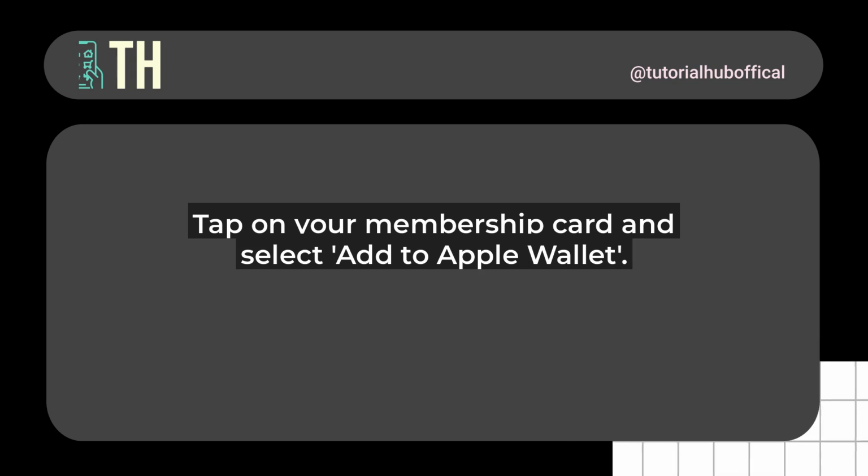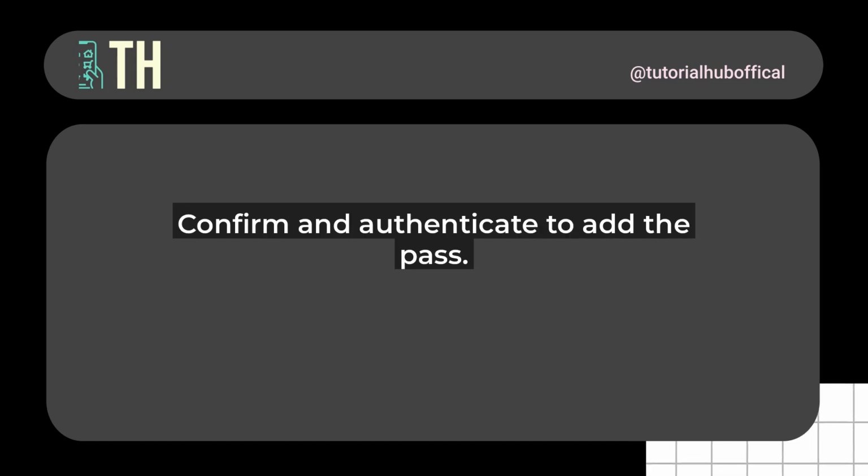After a quick verification, your Priority Pass will appear in your Apple Wallet app. To make sure it's working, open Apple Wallet and give it a tap. You might want to customize it by adding a photo or notes for easy identification.